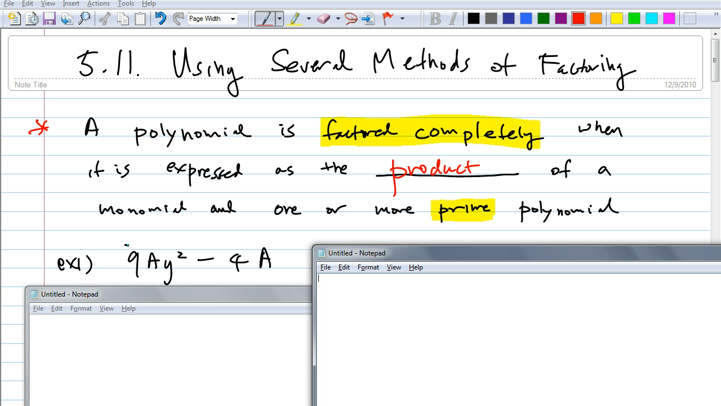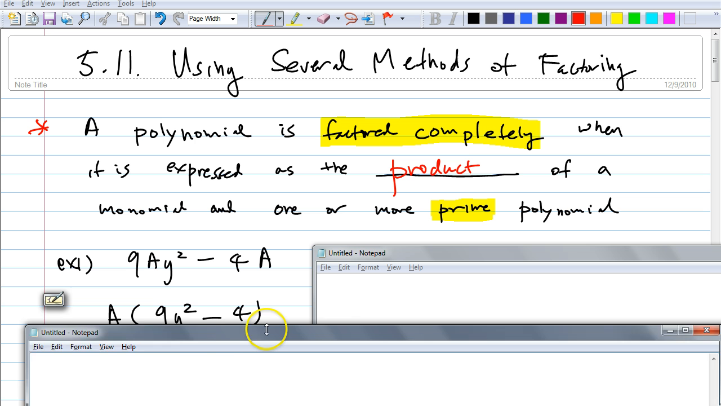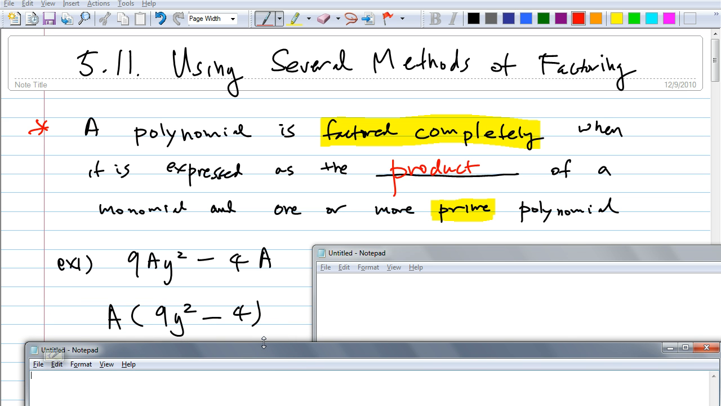Two people? What? Where? Huh? Oh, okay. Yeah, how about Kristen? Good. A times 9y squared minus 4. You guys remember this? We learned this a long time ago. We call this the distributive property backwards, right? If you don't believe me, go ahead and distribute that a. Don't you get the same expression?